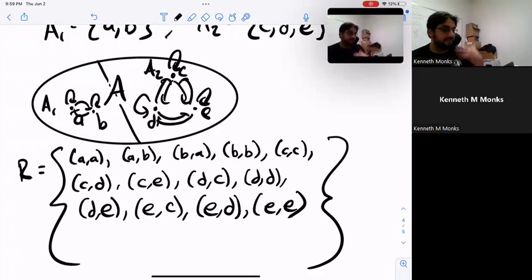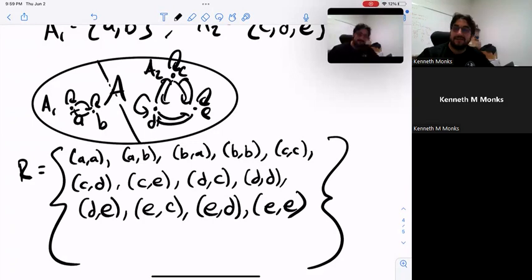So it's a finite set. There are only finitely many possible ordered pairs. There were only 25 possible ordered pairs from the set A with 5 elements, and 13 of them happen to be in this relation that's induced by this partition.